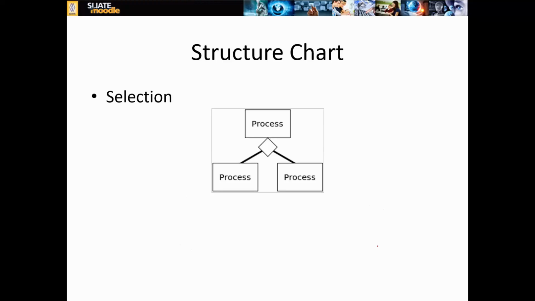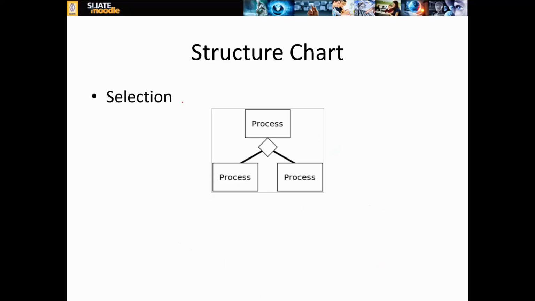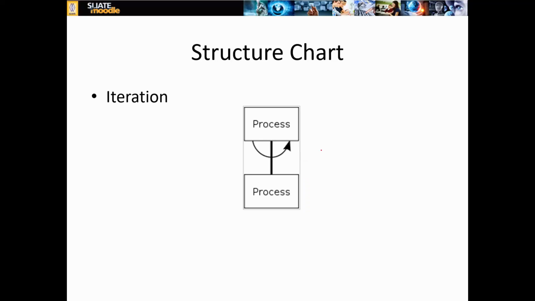So a structure chart also can be used to represent selection, right? In this one, we talk about sequence, right? And if you are to mention any selection, again, like in a flowchart, you can give a diamond here, and if it satisfies this condition, then you can go to one process. If not, you can go to the other process. Okay, and an iteration can be represented like that.